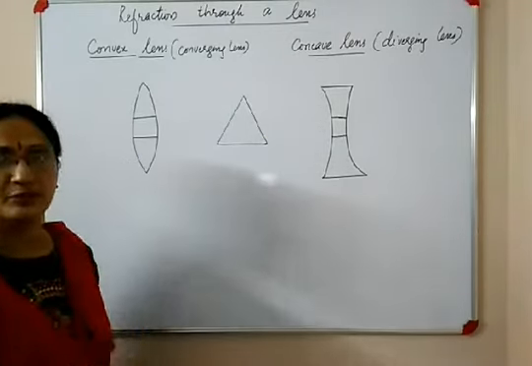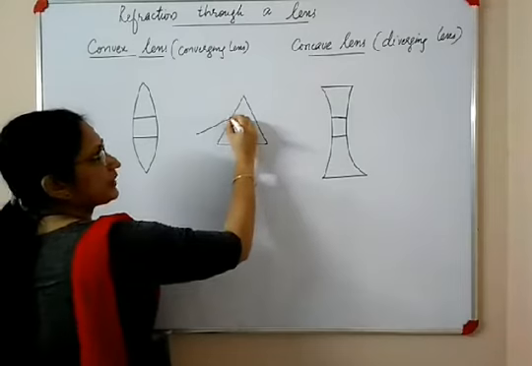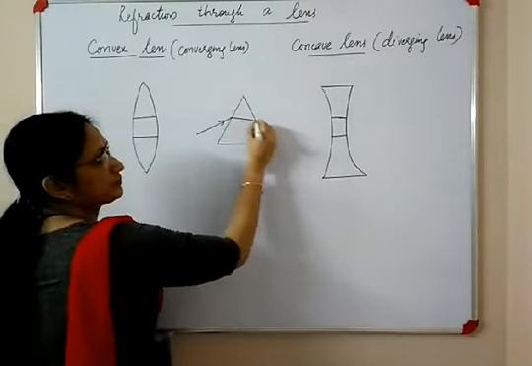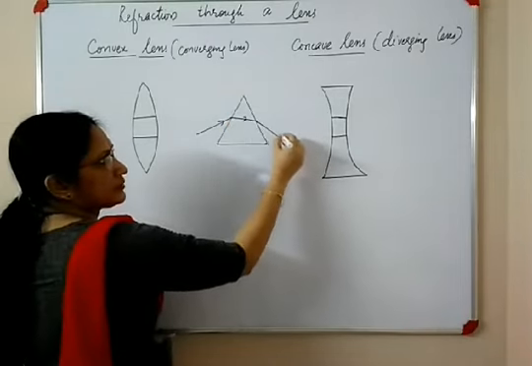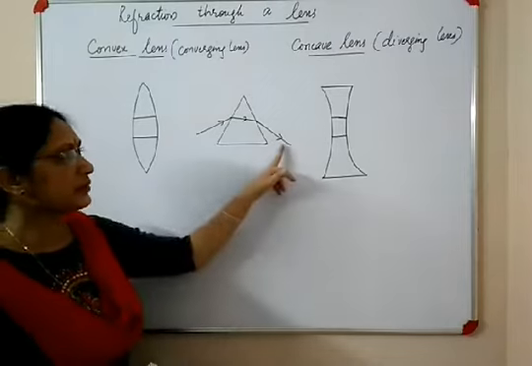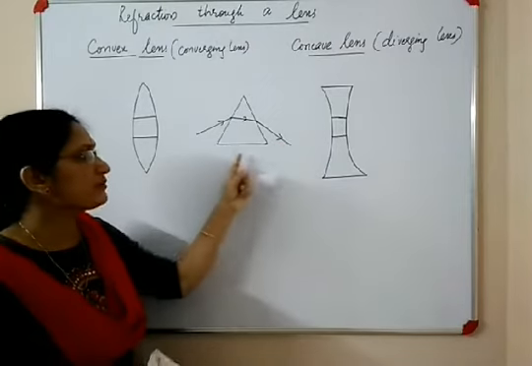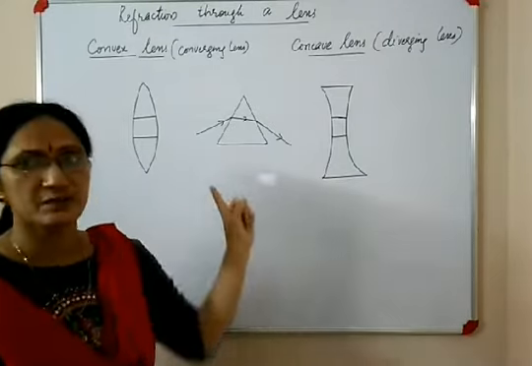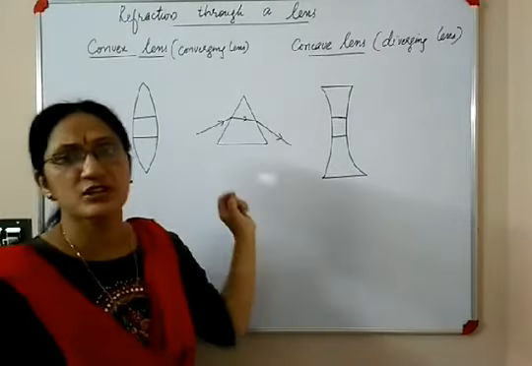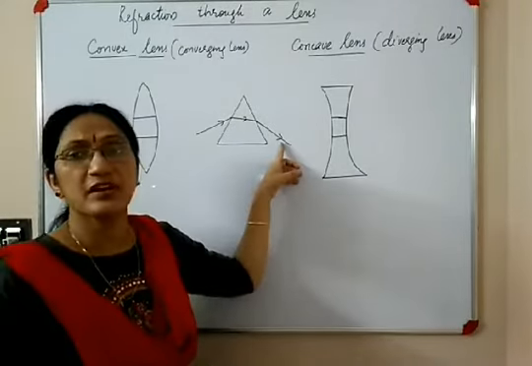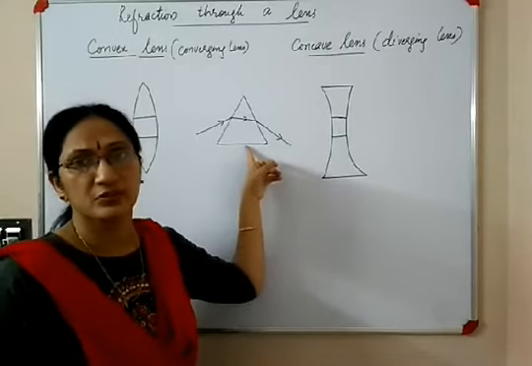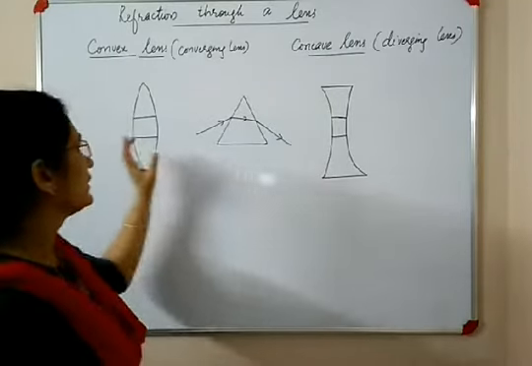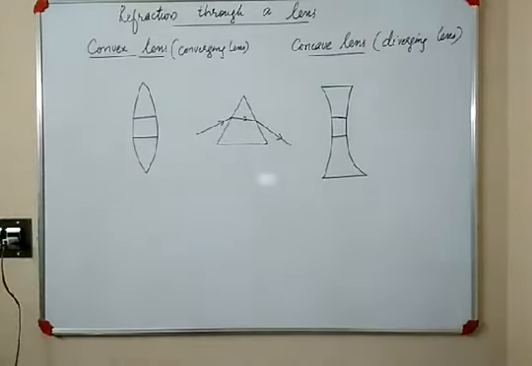In the last chapter you have studied that when an oblique light ray passes through a prism, the emergent ray will always bend towards the base. It is an important concept. Whenever a light ray passes through a prism, the emergent ray bends towards the base only. So we have to apply this concept in this explanation.